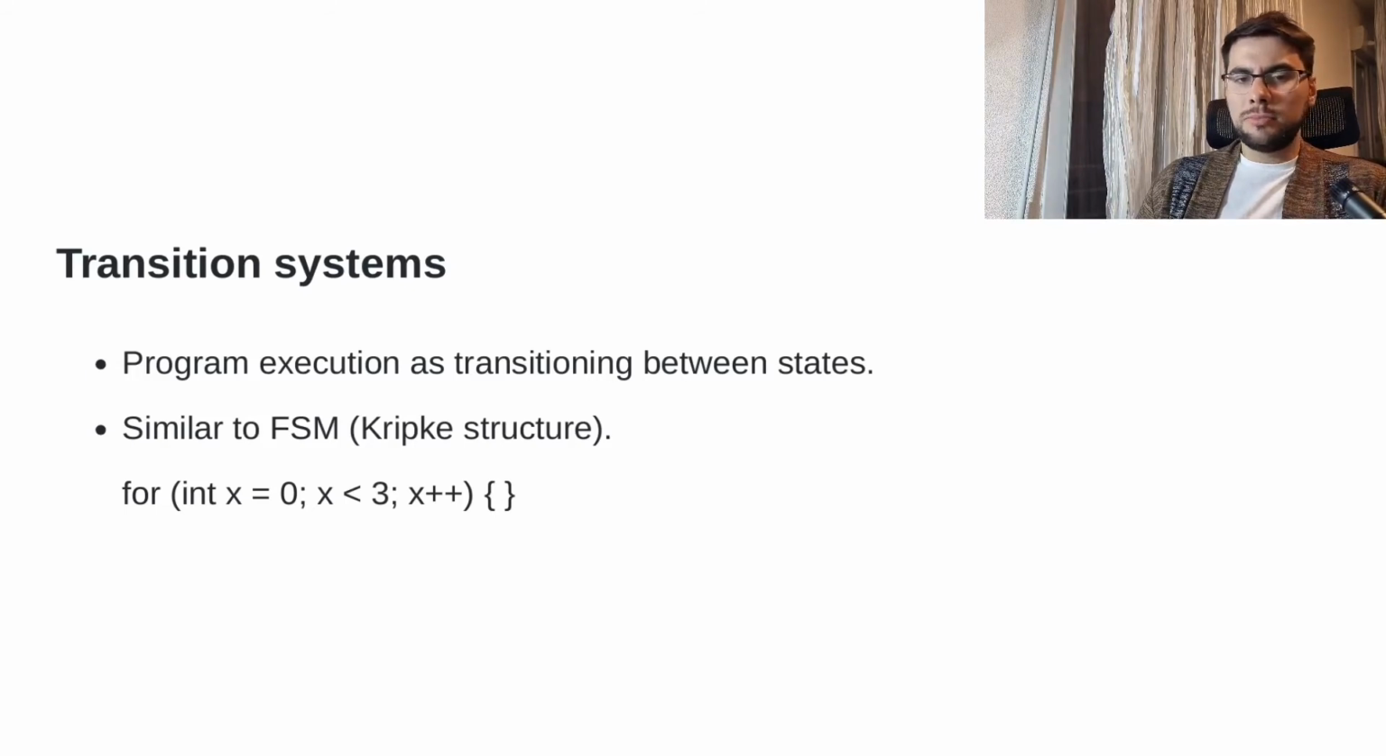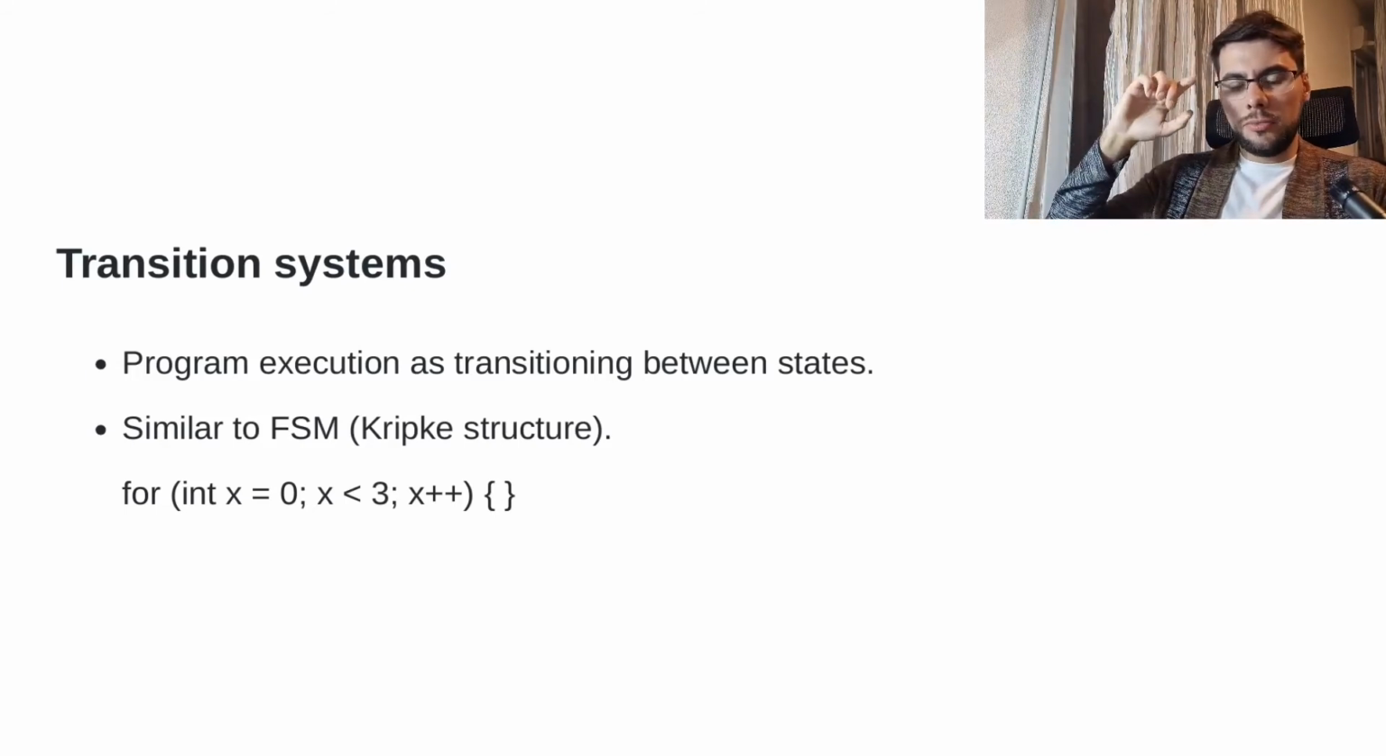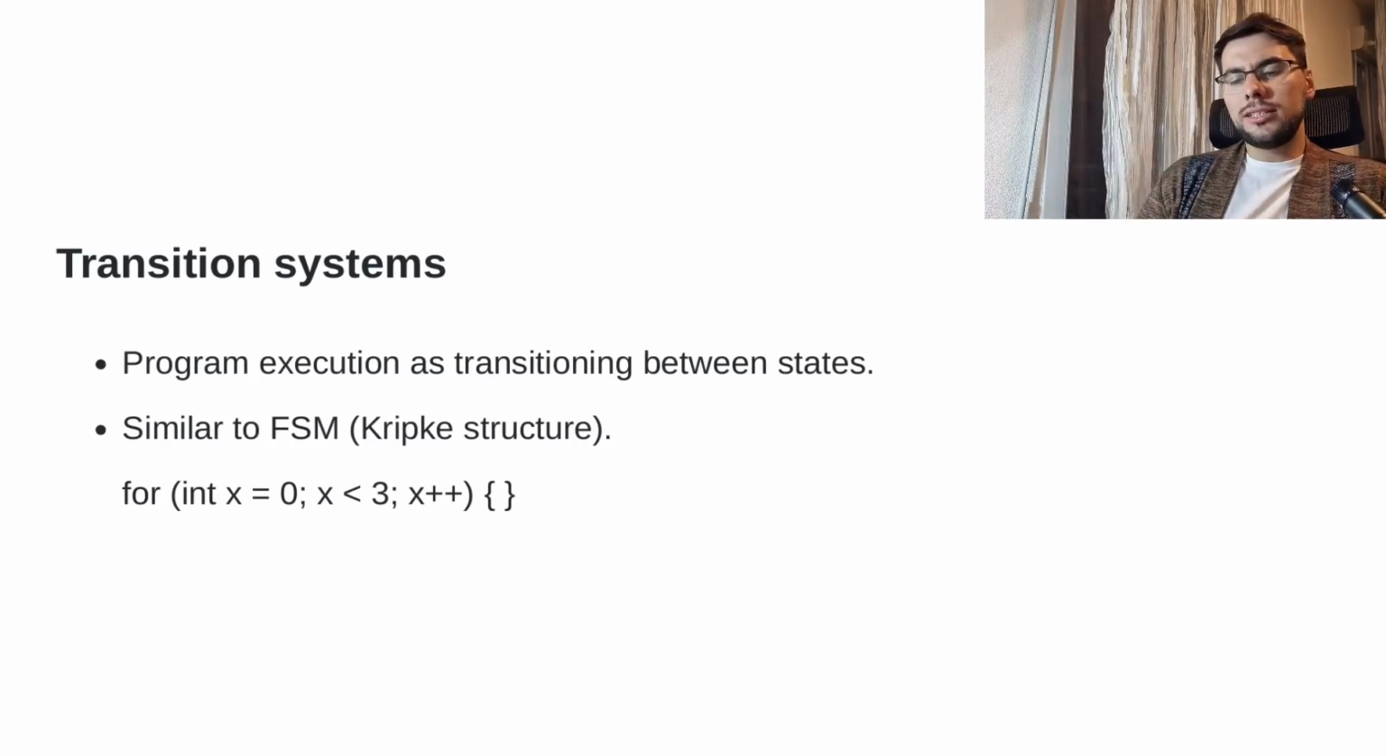Consider this simple program, for example, where the variable x has values from 0 to 3, so 0, 1, 2, 3. Because the loop body is empty, there will only be 4 reachable states in this program. A state for x equals 0, equals 1, equals 2, and equals 3.